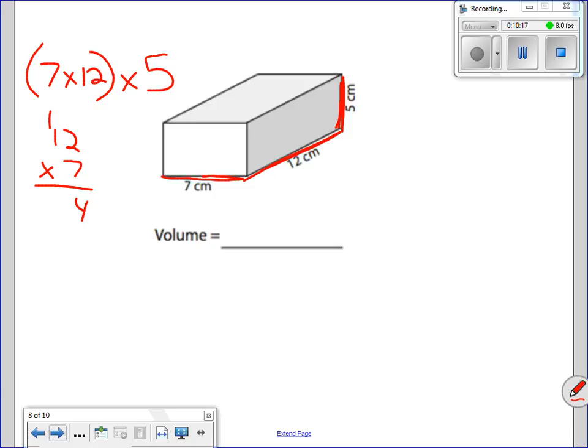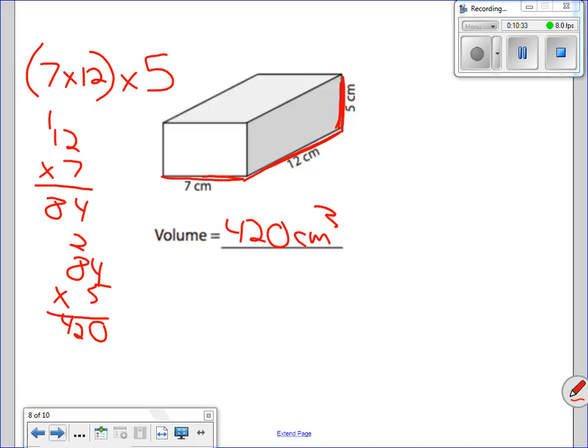We have 84. Then I'm going to multiply the area of this base times 5. 84 times 5: 20, 40 plus 2 is 42, so 420 centimeters cubed. Yes, you have to label everything correctly.